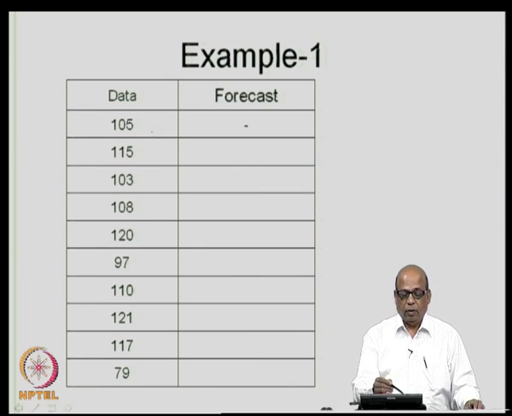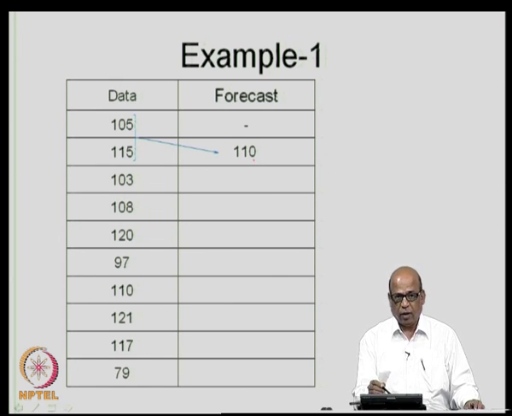Let us look at this example. We have the data, these are the observed data: 105, 115, 103 etcetera like this. Observe here that there is a sudden drop in the data, 120; it was operating around a certain level and suddenly there is a big drop here and then there is a big jump again. So, this is the data. How do we use this data for forecasting? We have the observed data 105 and we want to forecast for the next time period. So, from these two data, 105 and 115, you forecast 110.